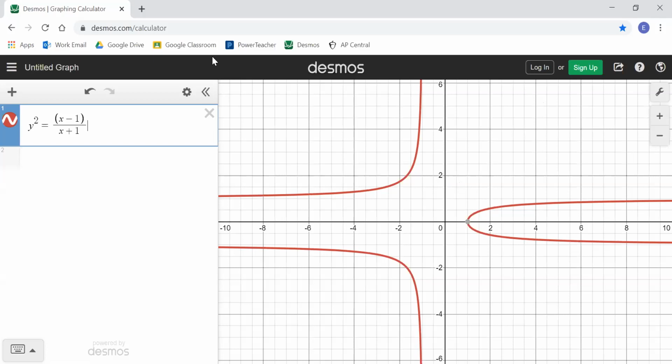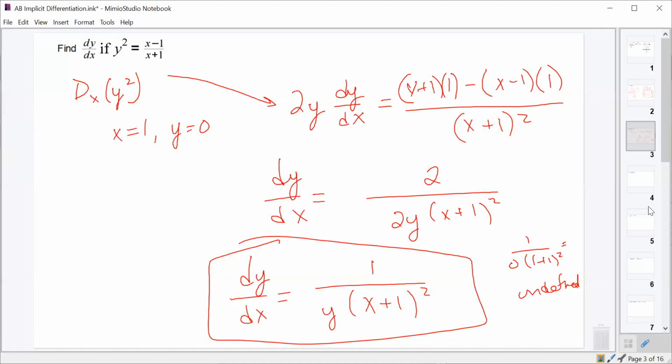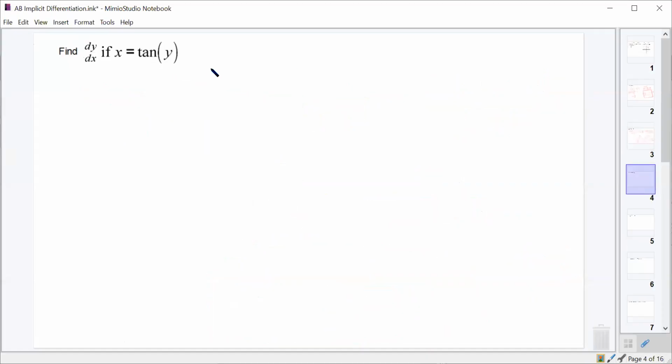All right, let's take a look at the next one. So we've got x equals tangent y. You guys want to see if you can differentiate that one on your own real quick? Yeah. All right, give it a shot.